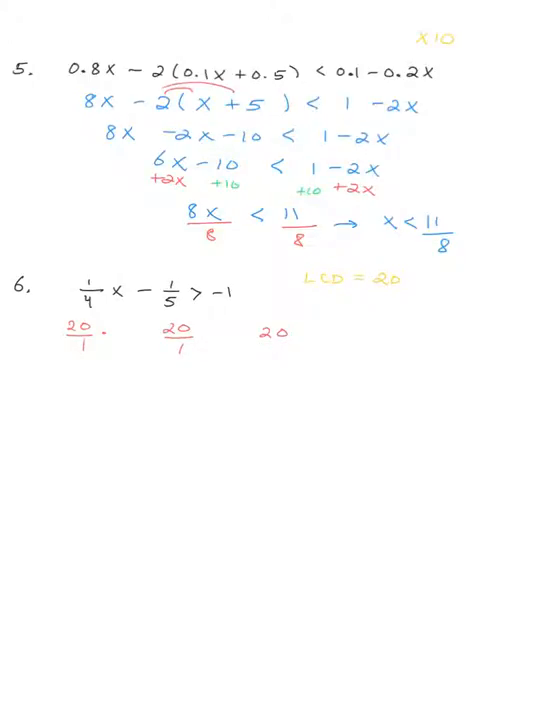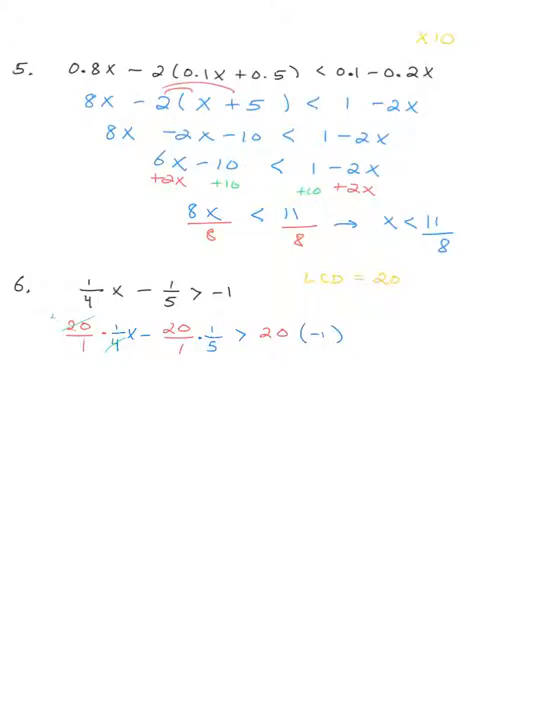I don't need to make that last one a fraction because this is not a fraction. Anyway, that's a positive number. It will not change the direction of the inequality. So that is 20 over 1 times 1/4 x minus 20 over 1 times 1/5. And that still is greater than 20 times negative 1. I'll put some parentheses there to avoid confusion with the negative.